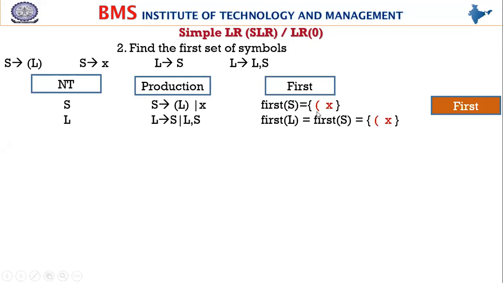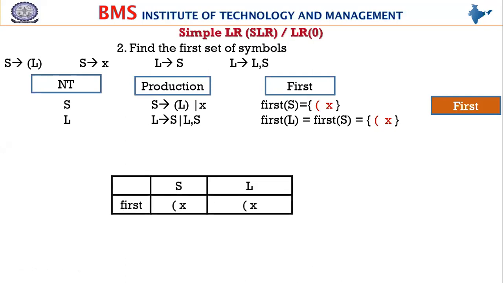Next production is L. L produces S and L produces L comma S. So for that reason, first of L is equal to first of S, and again we're going to get first of L is equal to first of L, which doesn't make any difference. So first of L is equal to first of S. We already have first of S, which is open parenthesis and X. So the first of L will also be open parenthesis and X.